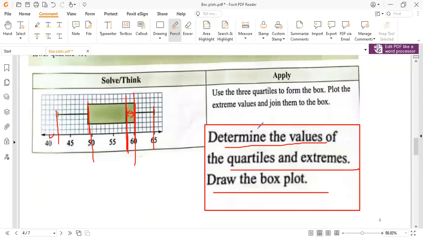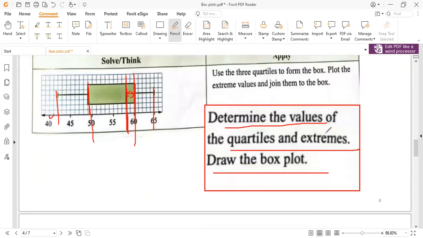So we use the 3 quarters to form the box. Normally only the 3 quarters. Quarter 1, the lower quarter. Quarter 2, Q2, is the median, and Q3 is the higher quarter, to form and to shape our box. Good.